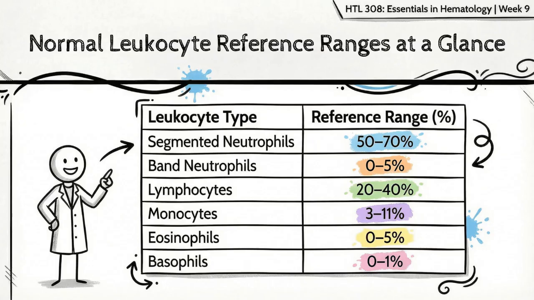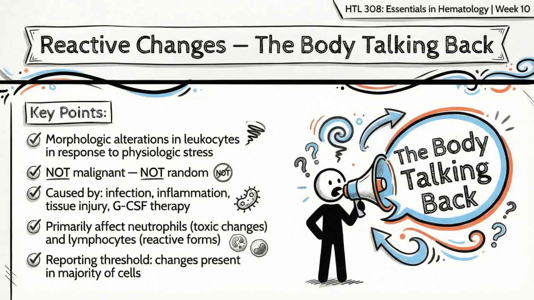Now, let's talk about what happens when the body isn't feeling so normal. Now we're getting into the really exciting stuff, reactive changes. Think of these as the body's way of talking back, telling you something is going on. A reactive change is a morphologic alteration in a leukocyte that happens because of physiologic stress. These aren't random, and they're definitely not malignant. They're the cell's response to infection, inflammation, or tissue injury.